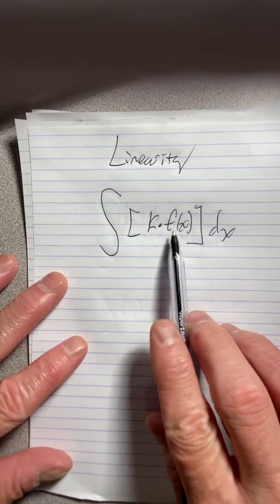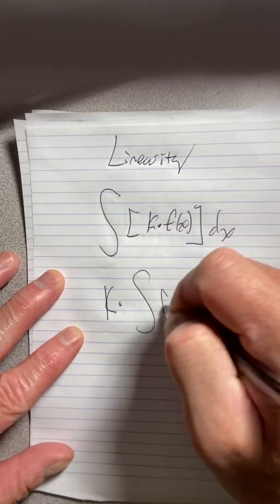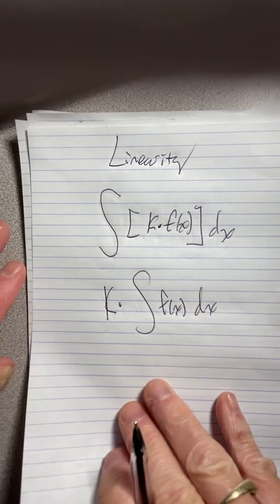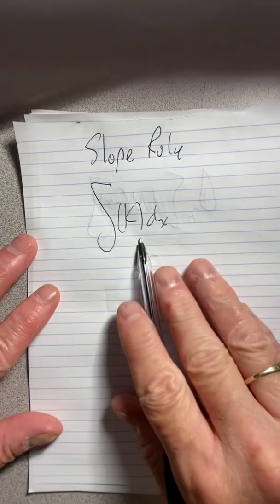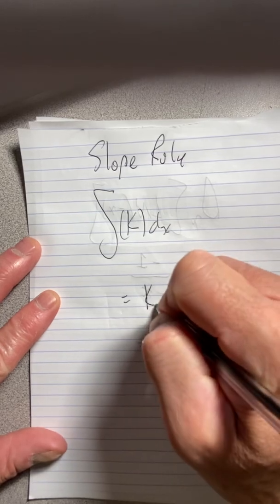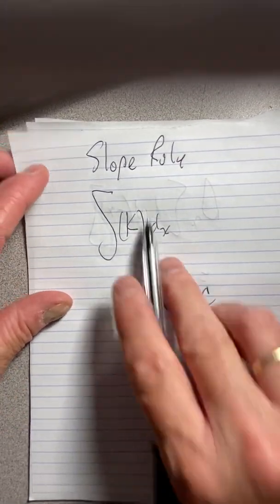If you have a constant multiplied by a function, kick it out. And you have k times the integration of f of x with respect to x. Boom. Don't confuse that with the slope rule. This is just a constant, and of course the antiderivative of that is kx plus c, because if I take the derivative of a line, I get the slope. Boom.